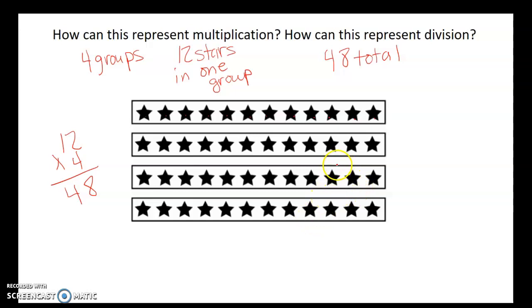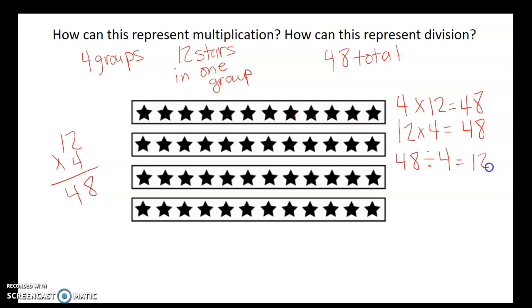Now, don't forget, an array can represent multiplication and division. I know you'll have been trained to, when you hear the word array, you automatically think multiplication, but it can be division also. All right, so let's write our multiplication facts. 4 times 12 equals 48. Flip it around. 12 times 4 equals 48. And then 48 divided by 4 equals 12. 48 divided by 12 equals 4.